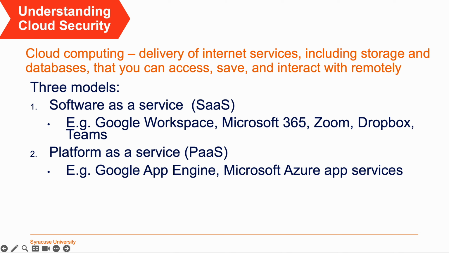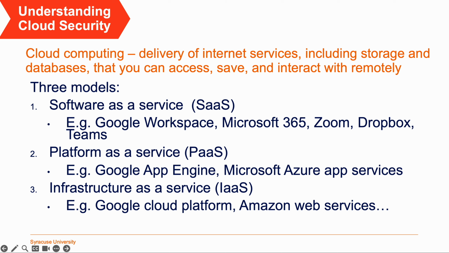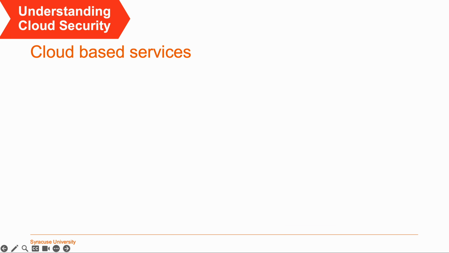The other one is platform as a service. This is the mechanism where developers can access development platforms to build, test, and deploy applications using the internet, without installing it on their local machine. Examples of these are Google App Engine and Microsoft Azure App Services. The other one is infrastructure as a service, which is virtualized computing resources over the internet, such as servers, storage, and networking. For example, Google Cloud Platform, Amazon Web Services, and others.